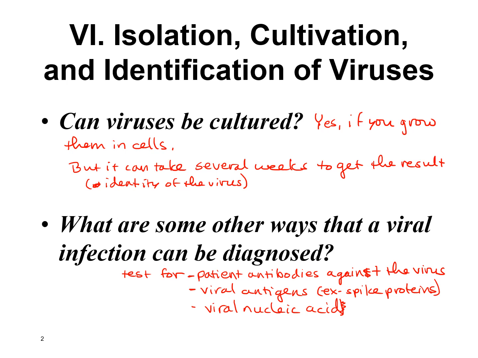We can also look for viral antigens. So for example, spike proteins. And if those are present, then the patient has maybe, for example, COVID-19. We can also look for the viral nucleic acid. So for example, a PCR test for COVID-19 would look for the viral nucleic acid for the SARS-CoV-2 virus. And if that's present, then you would be positive for COVID-19.